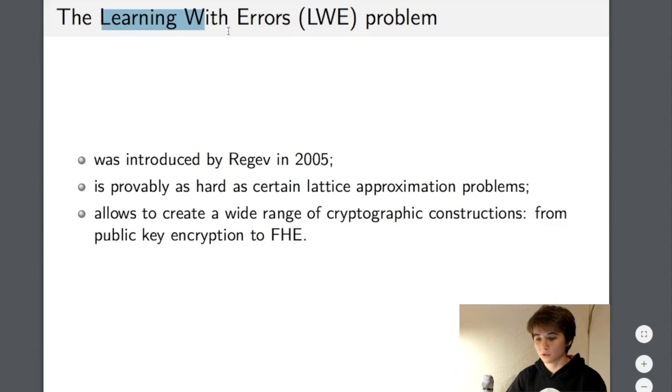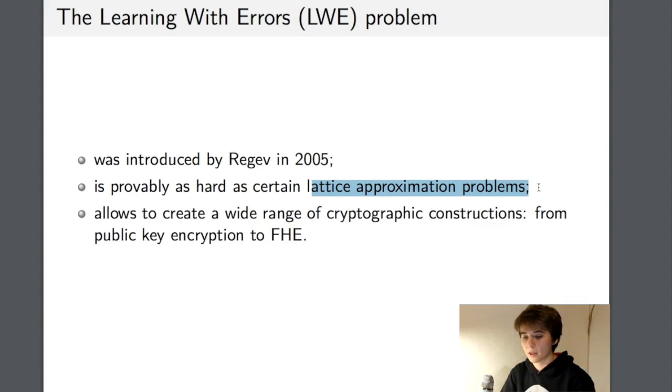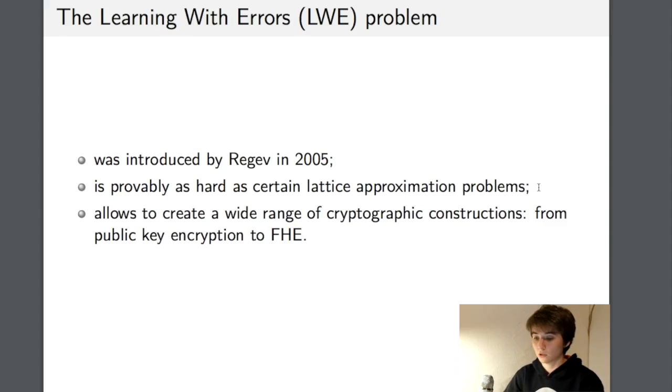The learning with errors problem was introduced by Regev in 2005. He showed that the LWE problem is probably as hard as certain lattice problems, which implies presumable resistance against quantum attacks. He also introduced the first public key encryption scheme based on learning with errors. Since that time, many variations of the problem were introduced, like, for example, ring versions, and many other cryptographic constructions based on learning with errors have appeared.